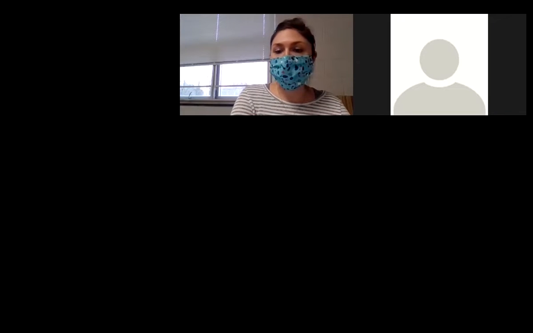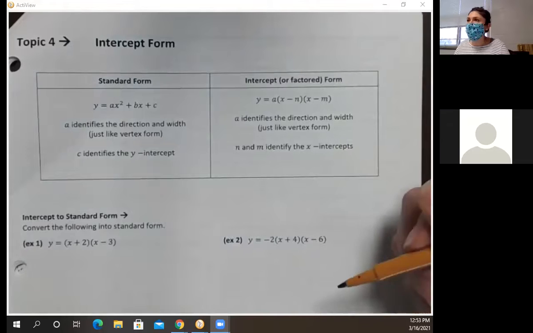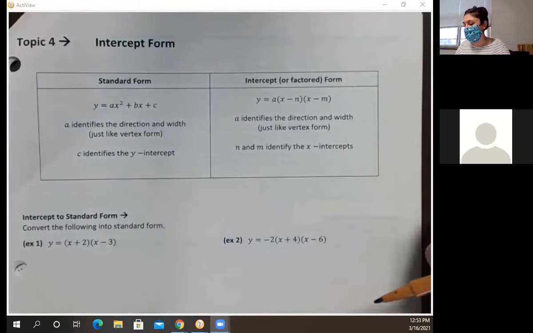So again, we're on page 17. And the first thing we're going to look at is this idea of what we see from standard form versus what we see from factored or intercept form. So we looked at this for vertex versus standard form. Now we're looking at this for standard versus intercept form.